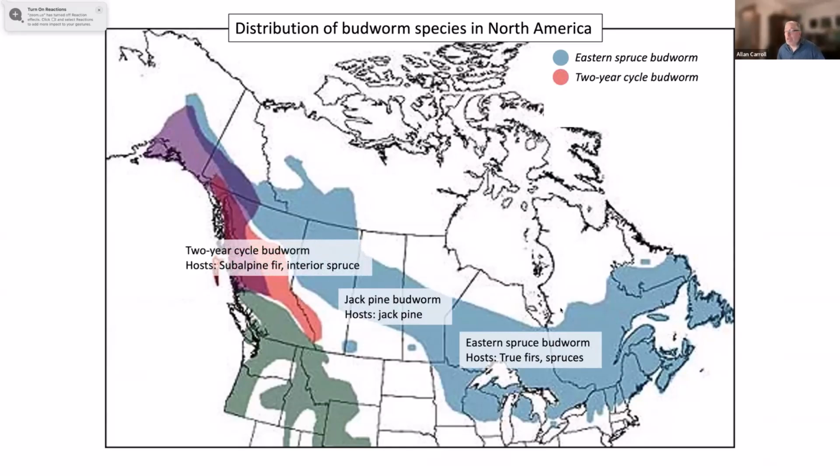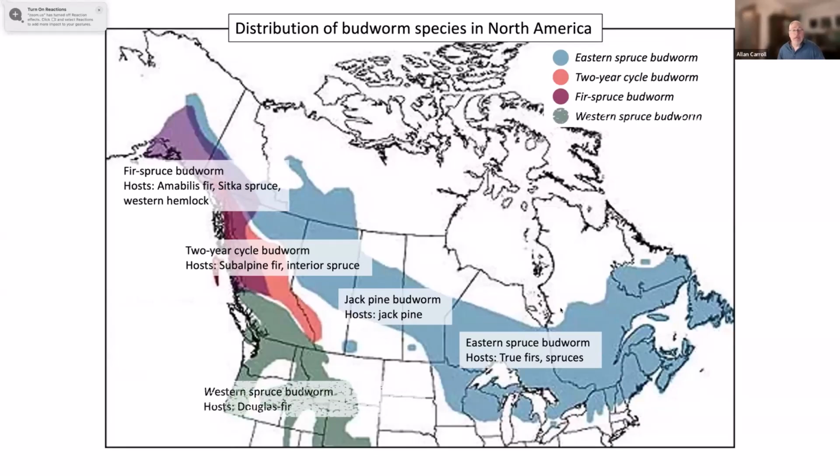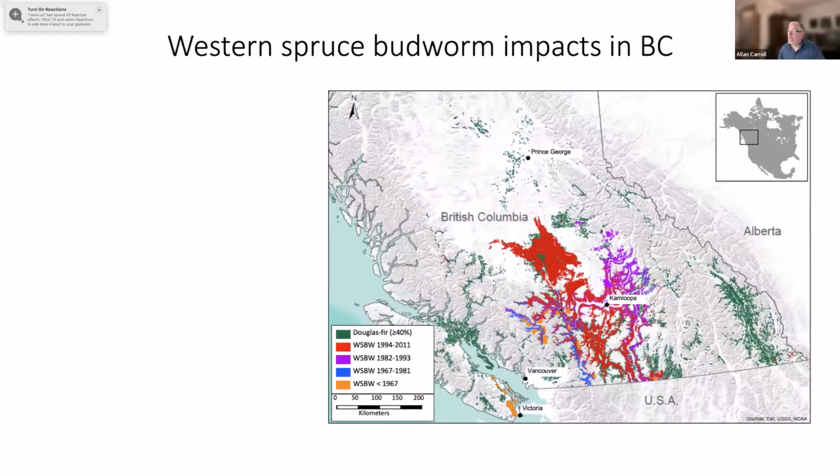At the high elevations out here in the west, we have a 2-year cycle budworm. Further to the north, we have a fir spruce budworm. And of course, the guy we're interested in mostly is here, the western spruce budworm. So the western spruce budworm is just one of a complex of budworms. And in fact, most forest types that we have in North America have a budworm associated with them. The guy that we're dealing with, of course, is prominent in our neck of the woods simply because it feeds on Douglas fir. Okay, so what's been going on with the western spruce budworm?